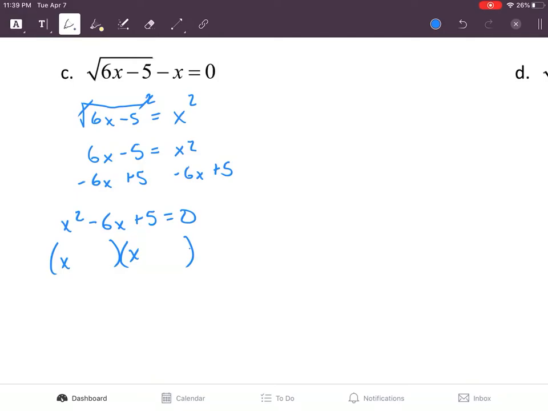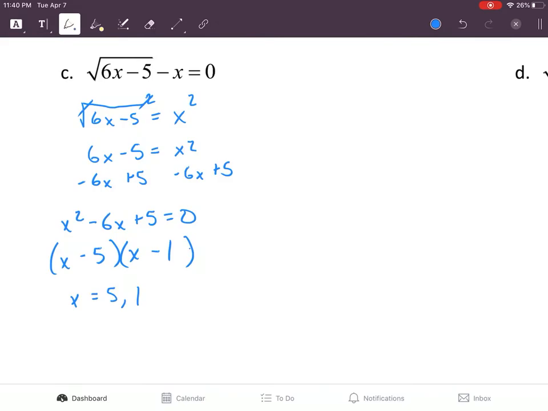Two numbers that multiply to give you positive 5 and add up to give you negative 6 are negative 5 and negative 1. So negative 5 times negative 1 is positive 5, and negative 5 plus negative 1 is negative 6. So we solve them both for x. We're going to get 5 and 1.